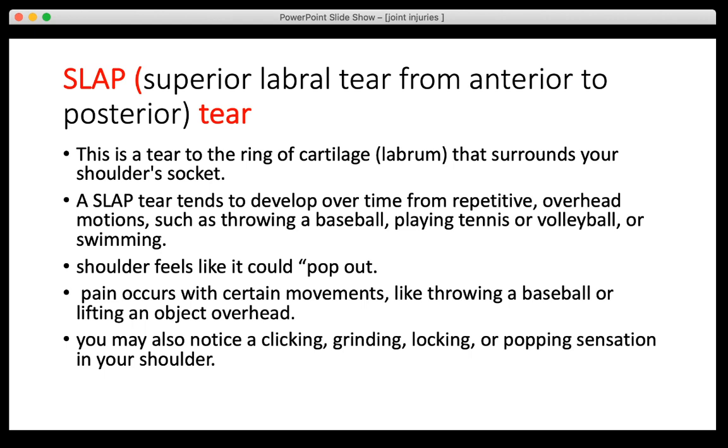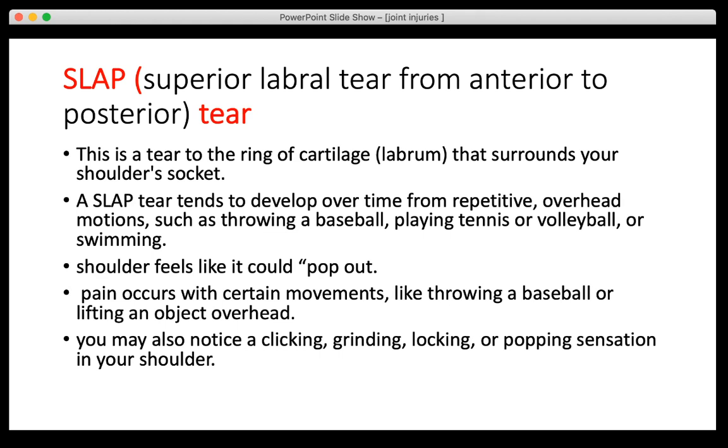SLAP tears tend to develop over time from repetitive overhead motions like throwing a baseball, playing tennis, volleyball. Overhead motion, where your shoulder moves above your head, very fast movements, like in tennis when you serve, or overthrowing balls in basketball and even in baseball. That kind of thing leads to injury in this cartilage, which is known as SLAP.